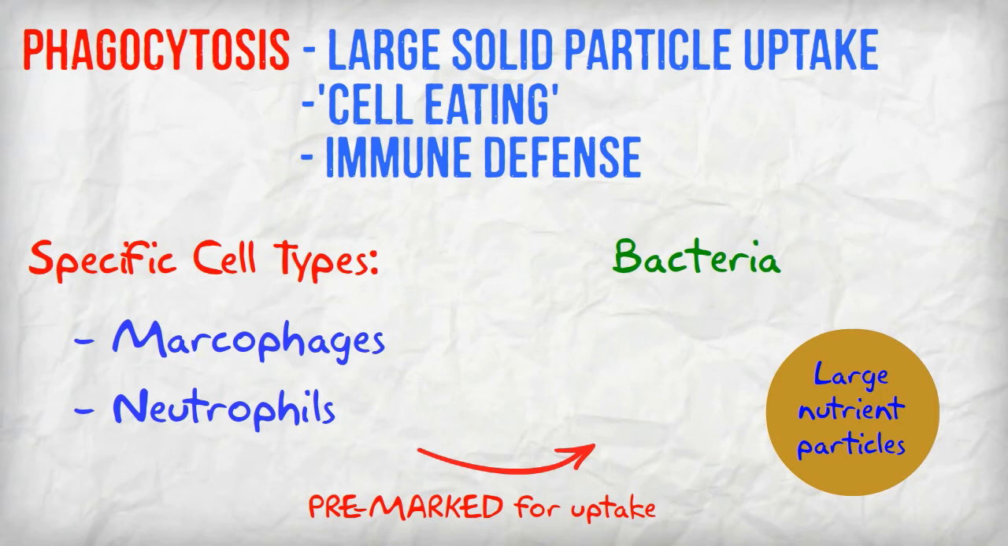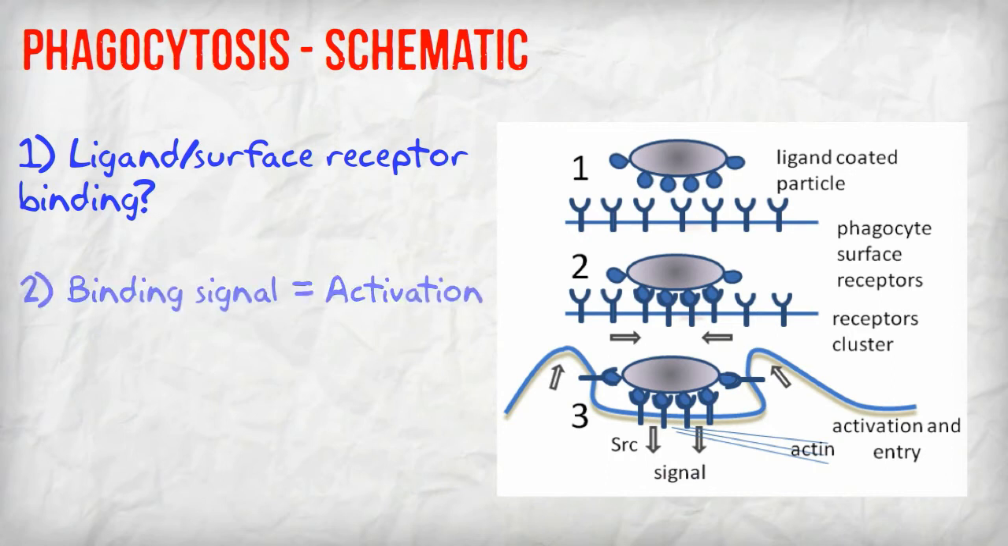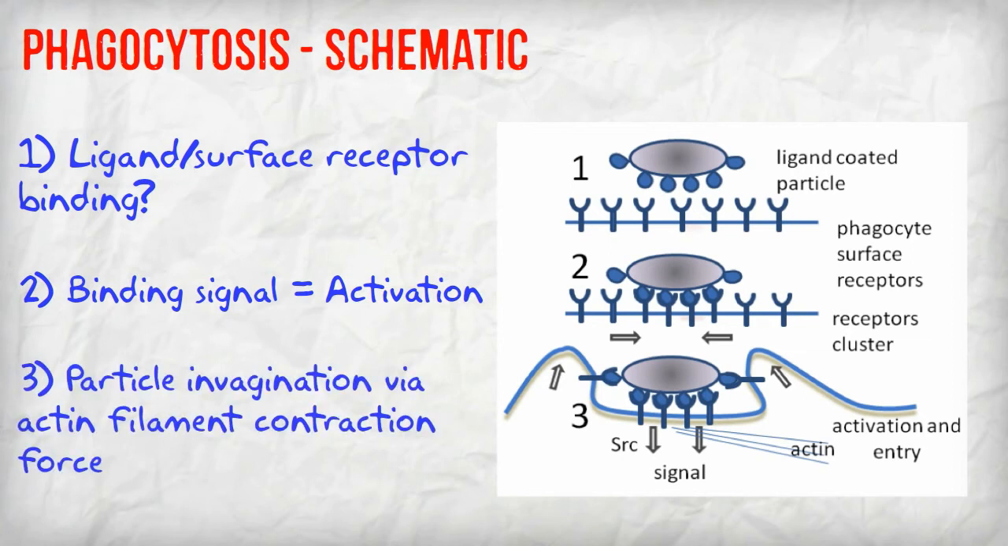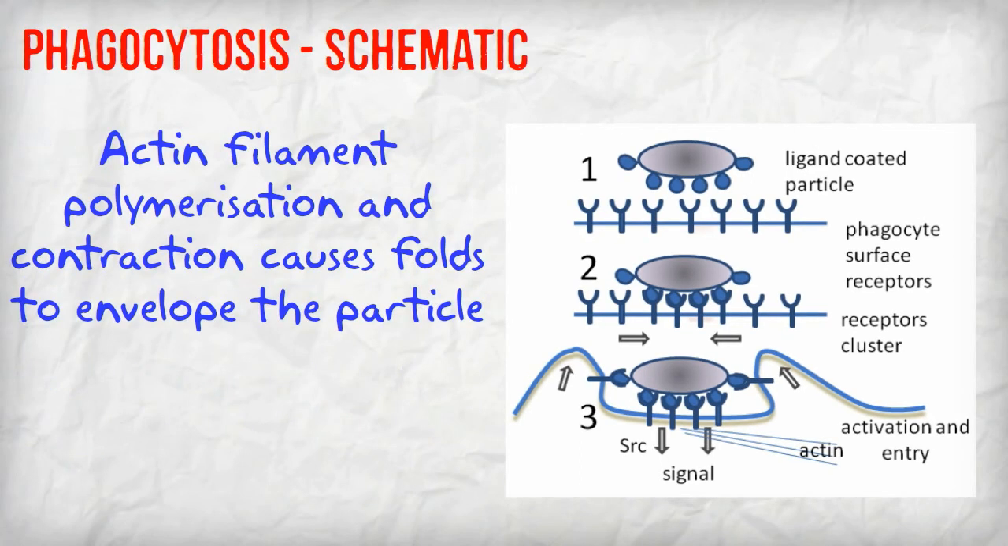Here is a quick schematic. Unbound phagocyte surface receptors will not trigger phagocytosis. Phagocytosis only triggers when the ligand-coated particle binds to the phagocyte surface receptors. Induction of particle uptake by the phagocyte occurs due to actin filament contraction, causing folds to invaginate a particle. The forces that contribute to deforming the plasma membrane to bring the material into the cytoplasm come from the polymerization of actin filaments.